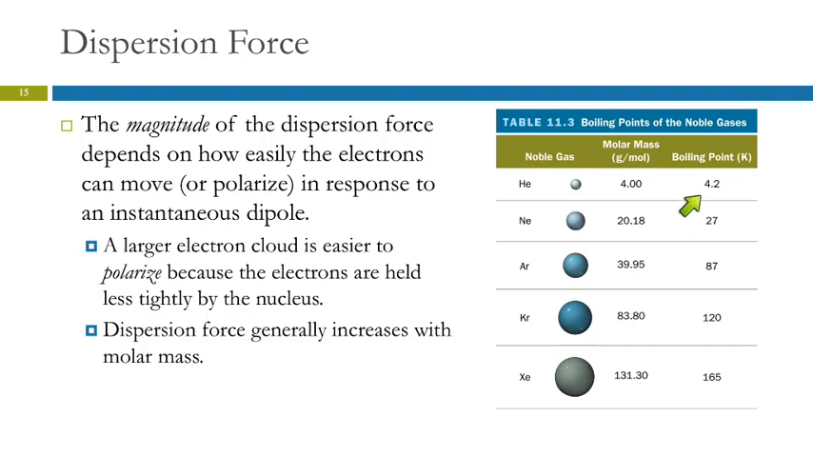So the boiling point of helium is 4.2 Kelvin. That's really low. And as we increase in mass and increase in the size of the atom, the boiling point goes up. Higher boiling point means that those dispersion forces are stronger. So the forces are stronger in xenon with a boiling point of 165 than they are in helium. So as the molar mass increases, as the size increases, dispersion force generally increases in strength. Does that make sense?